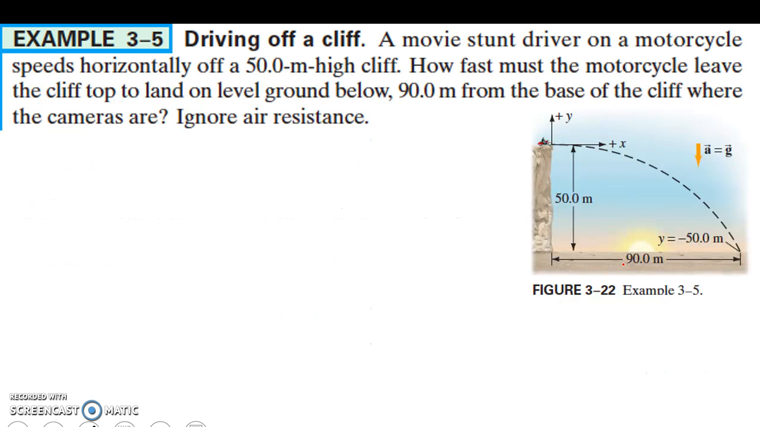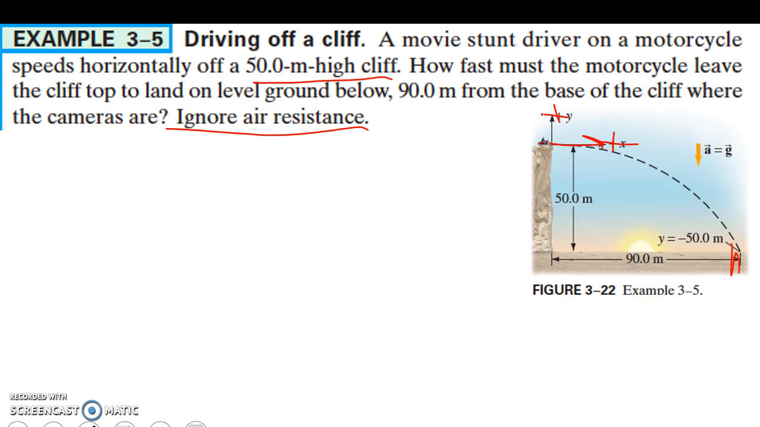So, here we go. Diving off a cliff. A stunt driver on a motorcycle speeds off a 50-meter high cliff. How fast must the motorcycle leave the cliff to land on the ground level 90 meters from the base of the cliff where the cameras are? Ignore air resistance. You always see this, but we can also always assume it. So the first thing is we know we're going off horizontally, okay? So there's our picture. I'm making right positive and up positive, okay? So anything down and to the left will be negative.